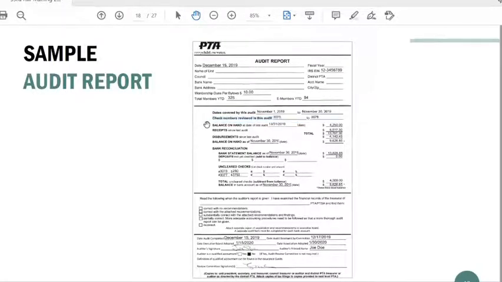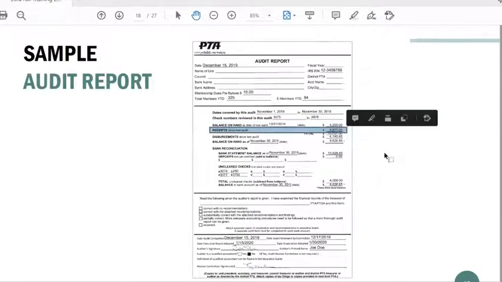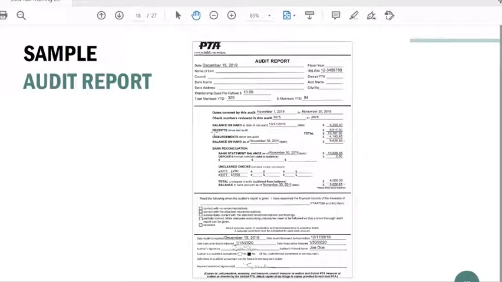Your first line where it says balance on hand should be your ending balance from the previous month. Your receipts should be all income that was received during the reporting period. You're going to total that. And then from there, you're going to take out your disbursements for the total reporting period, which should give you an ending balance, which should match your treasurer report from the last period in this audit time.